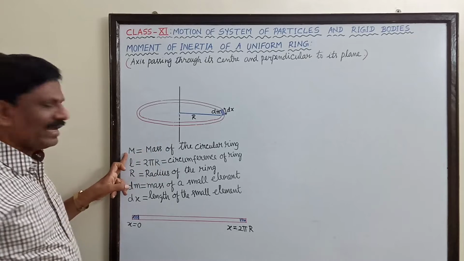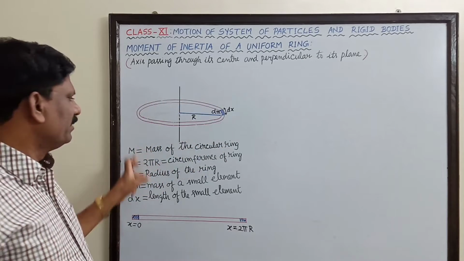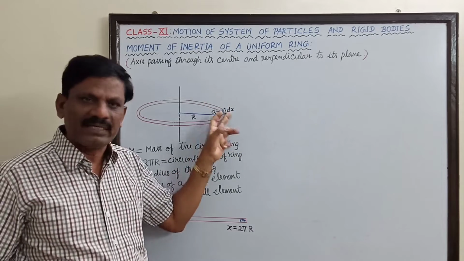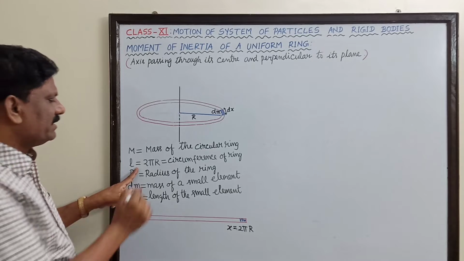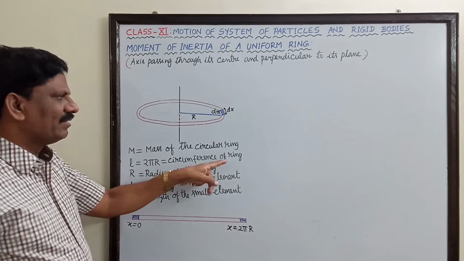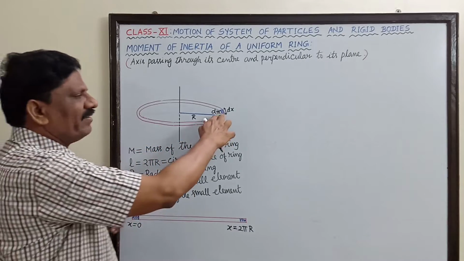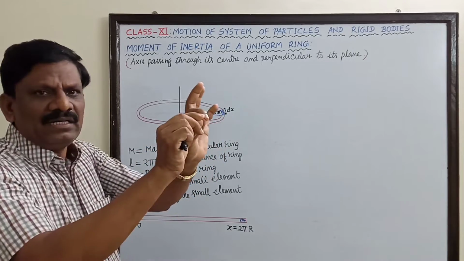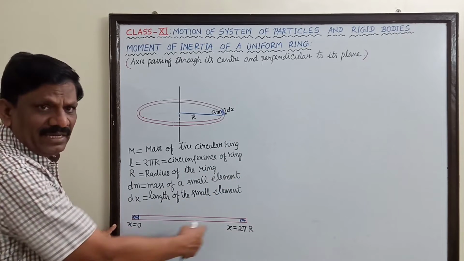Now let capital M be the total mass of the circular ring, and the length of the ring is equal to 2 pi r, that is the circumference of the ring. What is the total length? Suppose I cut this circle and expand it and keep it along a straight line, it will be a straight line.